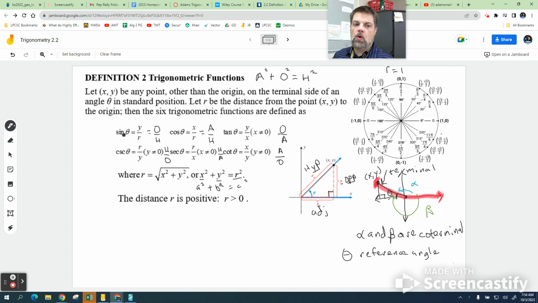Sine of theta is the opposite over the hypotenuse. Cosine is the adjacent over the hypotenuse. Tangent is the opposite over the adjacent.